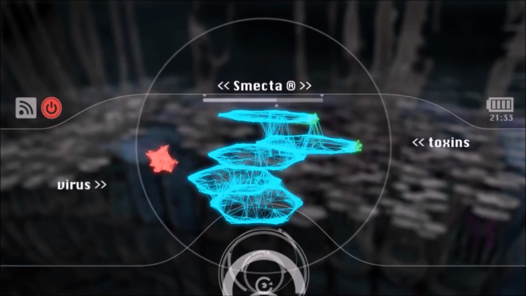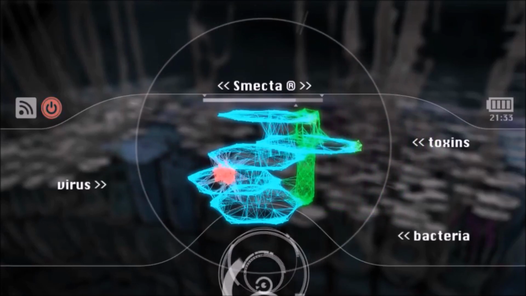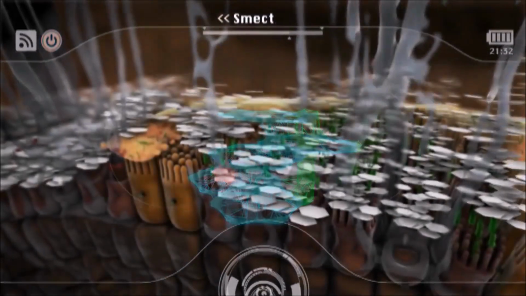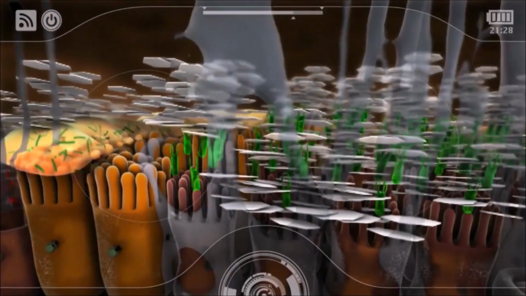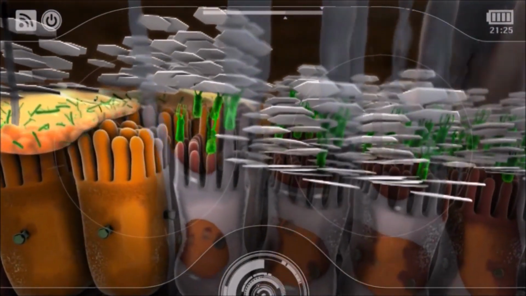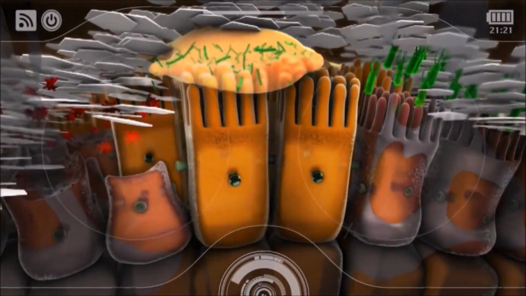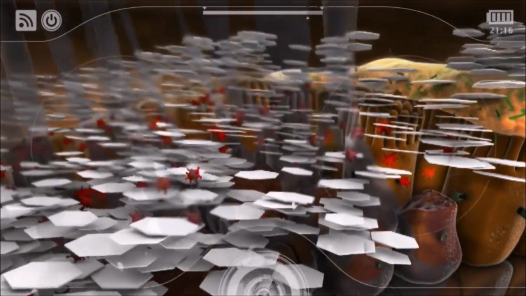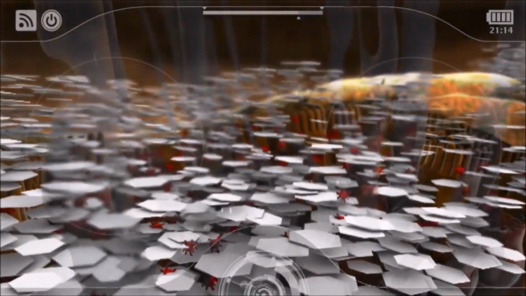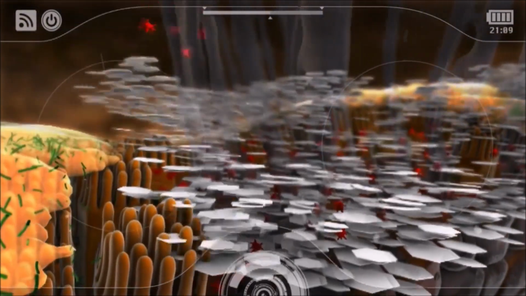viruses, and bacteria. Smecta traps both bacteria and toxins in its layers. Smecta traps viruses as well. Smecta is not absorbed and promotes the elimination of pathogens with the stools.